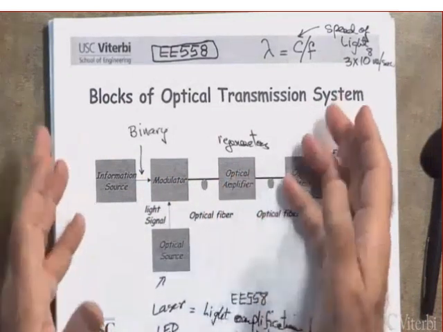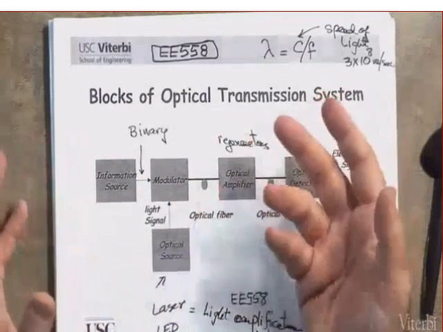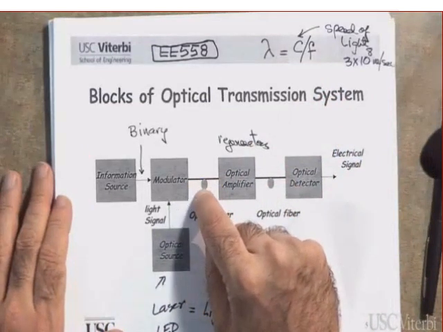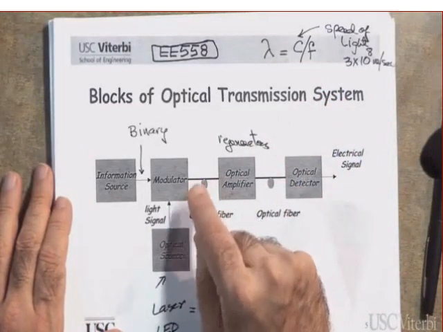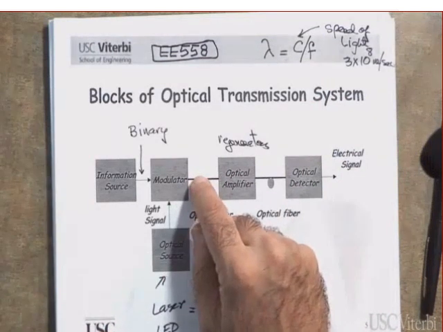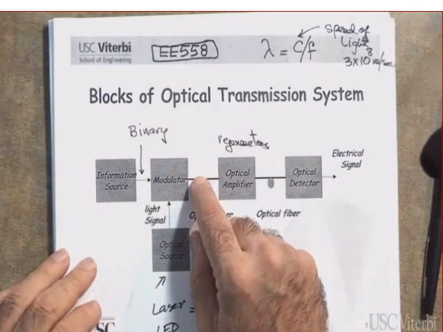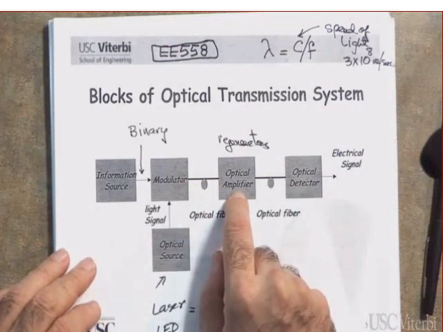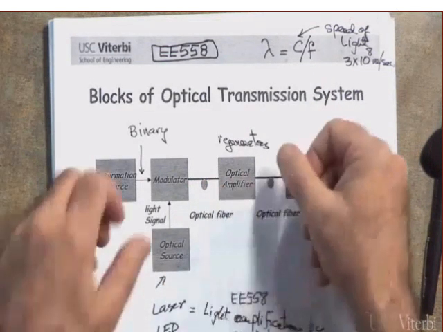Whenever you see in the textbook or in literature, when you see a link and then there is a circle behind the link, it means that's an optical fiber. So it goes over optical fiber. It goes to an optical amplifier or a regenerator.